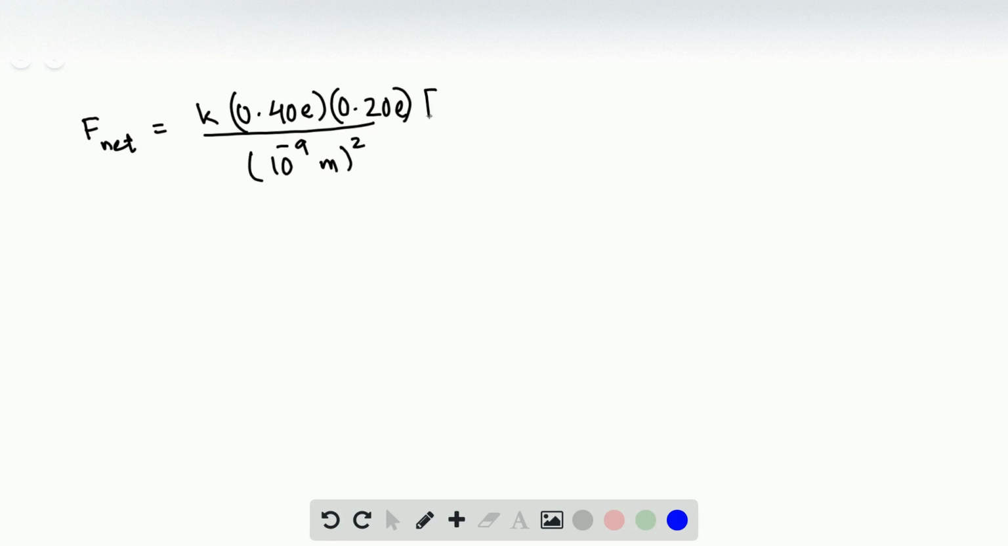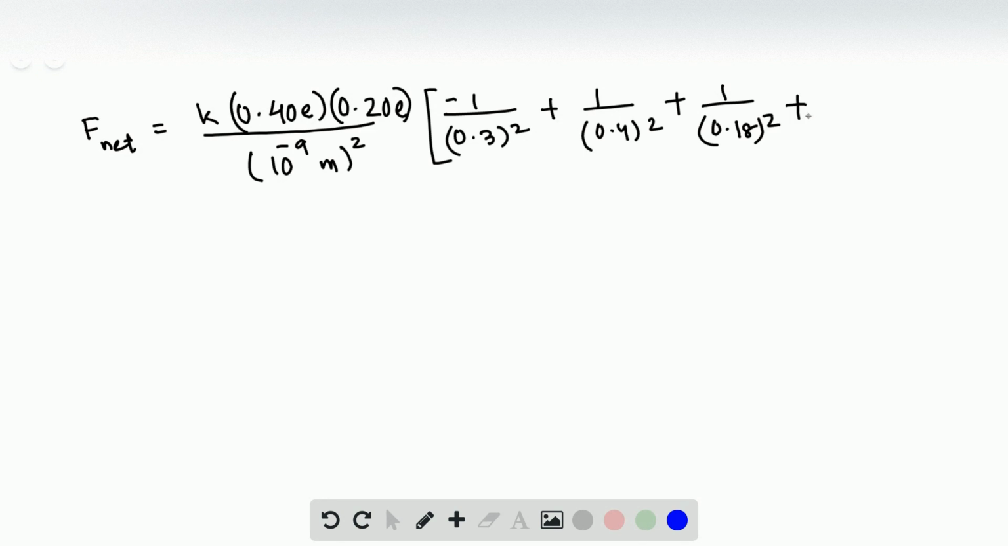So what we get is F net equal to k times 0.4e times 0.2e, and let's take the 10 to the power minus 9 meter from all the distances outside, and we get minus 1 over 0.3 square plus 1 over 0.4 square plus 1 over 0.18 square, plus, sorry, minus 1 over 0.28 square.